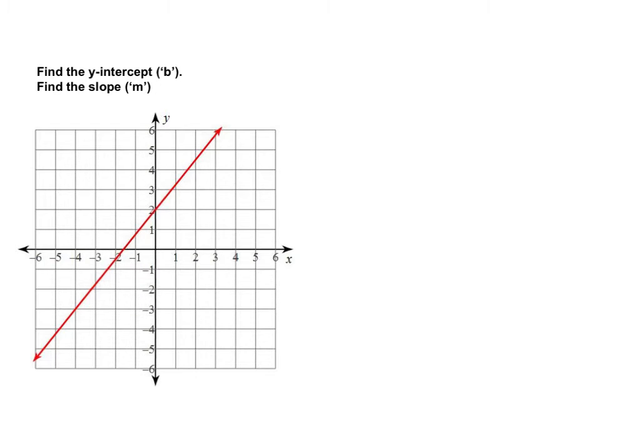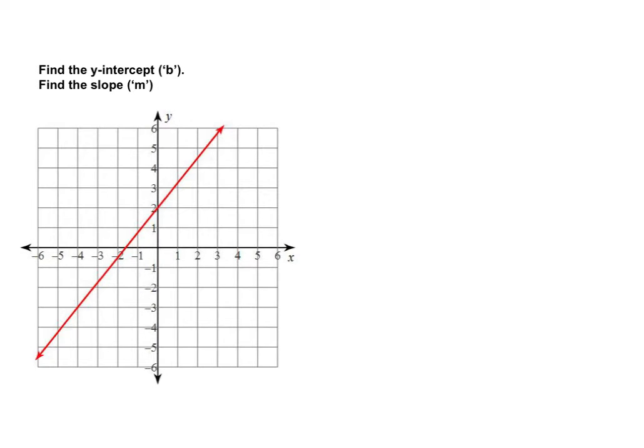So let's find the y-intercept. This is represented by the letter B, and that's just going to be useful information to note for the next lesson. So I want to find what the B is. Where is my line crossing the y-axis? Well, it's crossing the y-axis at this point. So that is 2.